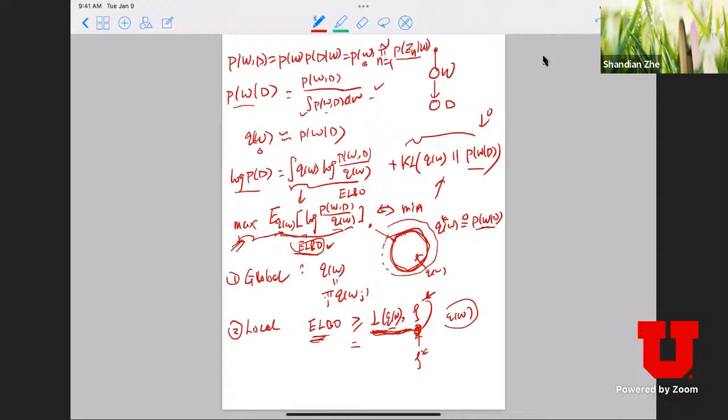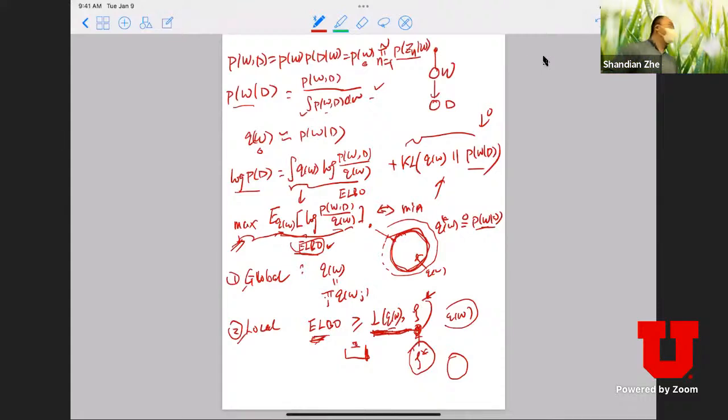However, this is really infeasible in practice. In practice, if you want to make this whole computation, meaning optimizing C and Q of W, both easy and convenient, you have to restrict these variational parameters. For example, to put them in a smaller family or smaller range, so that your lower bound will always have some gap to the ELBO. So now you can see the difference between global variational inference and local variational inference.